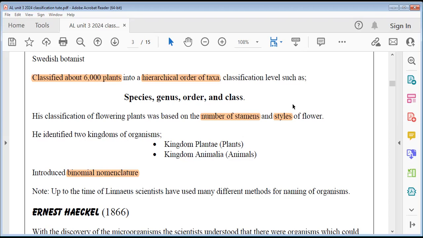So this person didn't introduce the hierarchical order, he just used it, right? This is the thing. The taxa were there, but the order was not there. Understood?